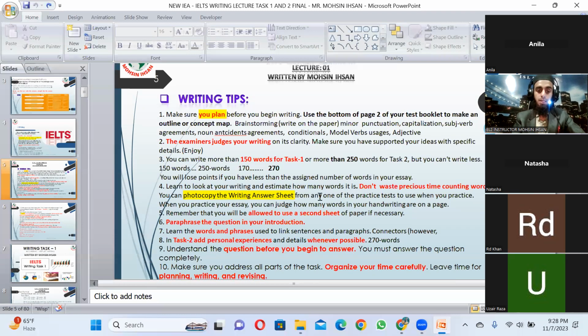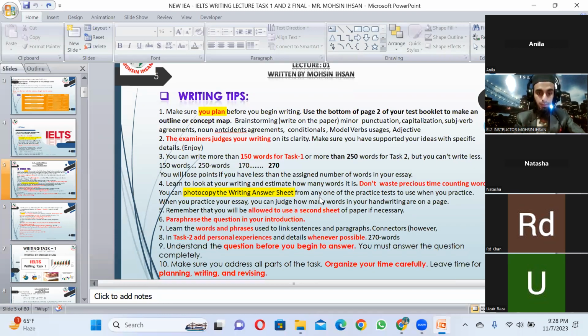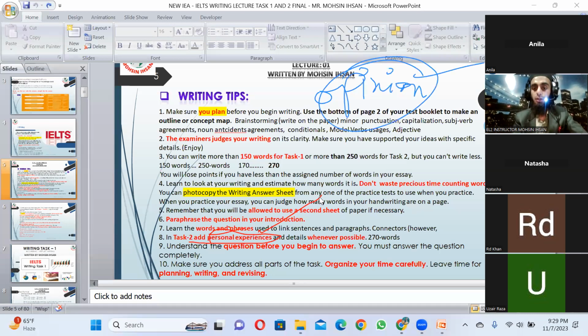Next, you are in task 2. Now in task 2, learn some words and phrases. In task 2, personal experience is also important whenever it is required. Now in task 2, personal experience means your opinion. If that is an opinion essay, it asks for your agreement or disagreement. You must share your opinion, right, within your personal experience. You can share that, you can discuss that, whenever it is possible.